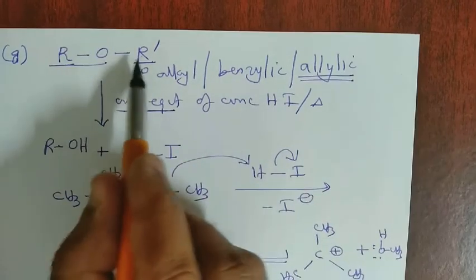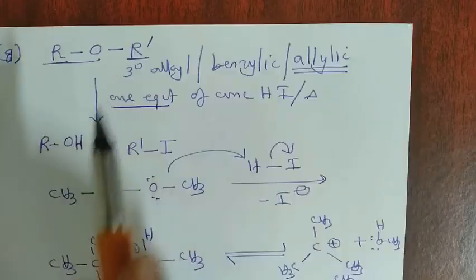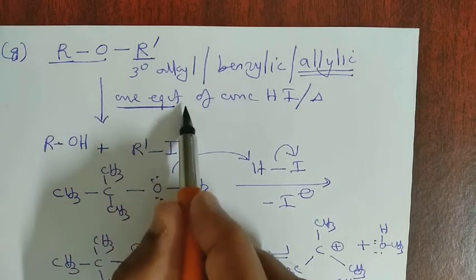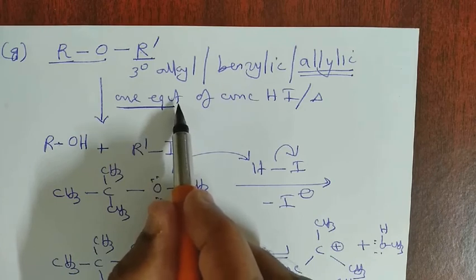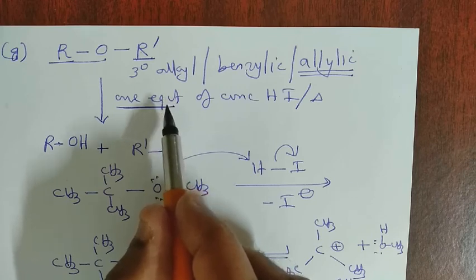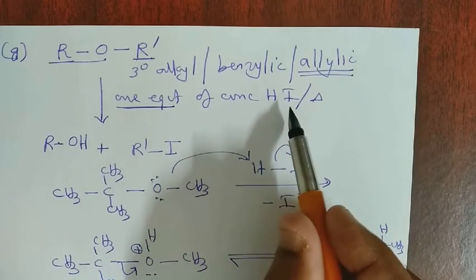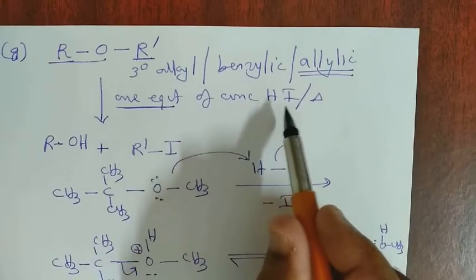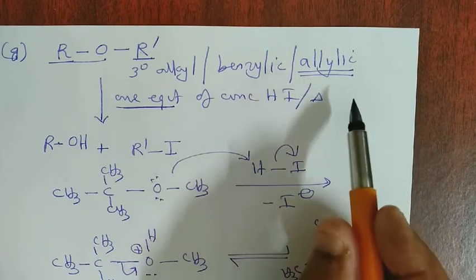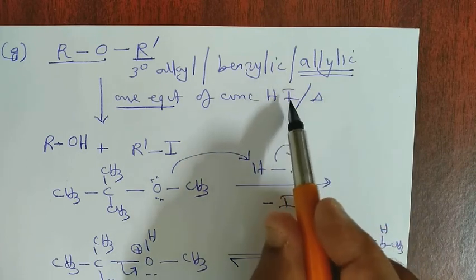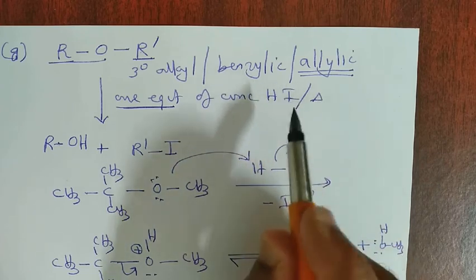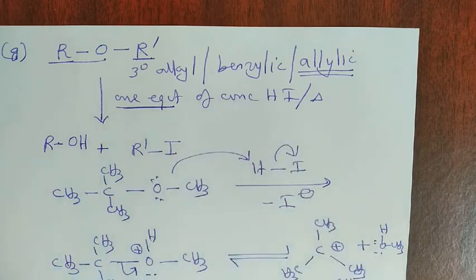So depending upon the nature of the groups bonded to the oxygen atom, as well as the amount of hydrogen halide used, different products can be obtained during the cleavage of ethers by concentrated HI or concentrated HBr under conditions of a little higher temperature and pressure. If HBr is used instead of HI, alkyl bromides are obtained. HCl and HF do not give this reaction.